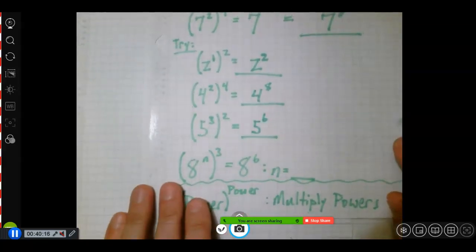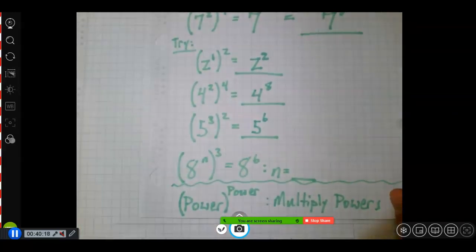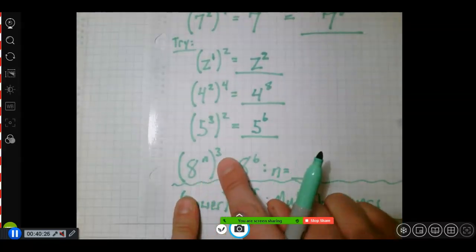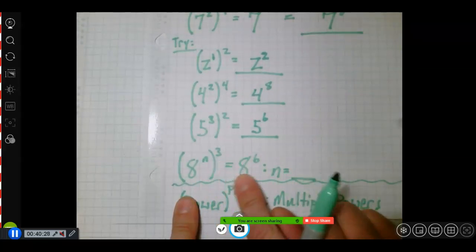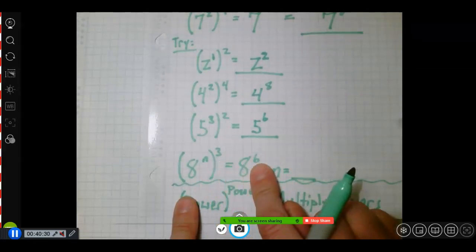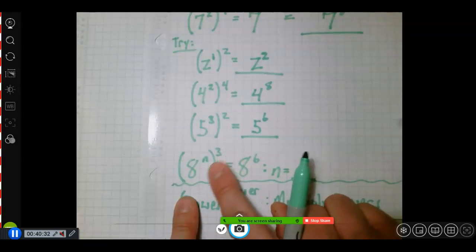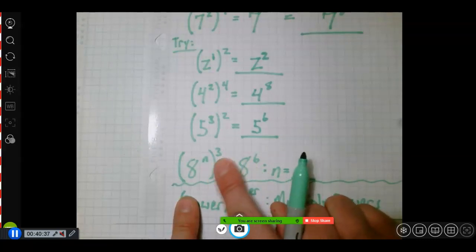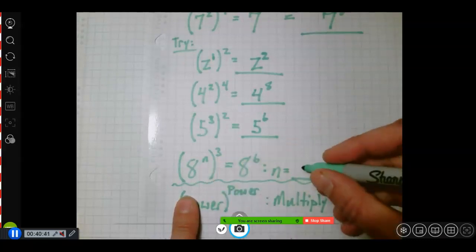And then, guys, here's something similar to what you're going to see on Khan Academy, where they start to just be kind of crafty with you. They say 8 to the n to the 3rd equals 8 to the 6th. Well, what we're asking is, okay, so n times 3 is what made 6. What would n be? Anybody? 2.